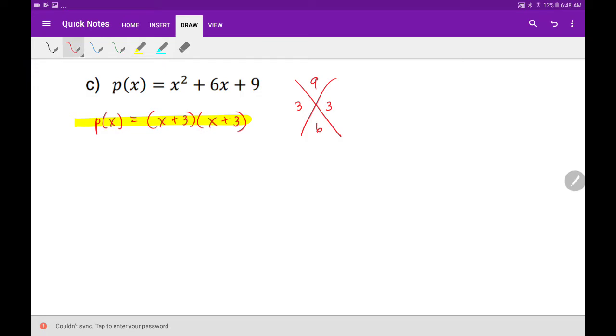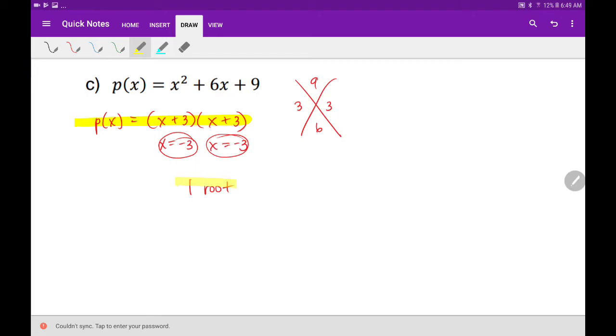Now to answer the number of roots question is a little bit trickier here. Because notice, if I were to list out my roots, right, by setting this equal to 0, solving for x, you get a repeat root, right? X equals negative 3 twice. Well, that's not 2 different roots, that's just 1 root.